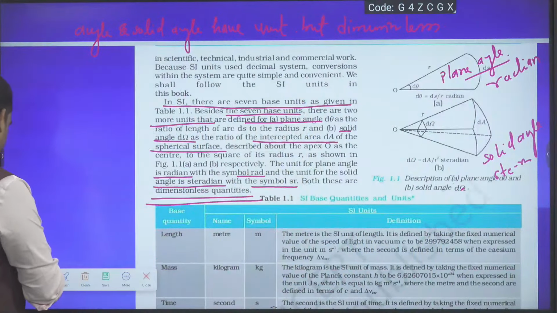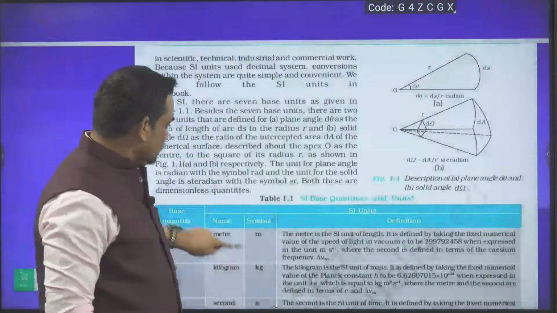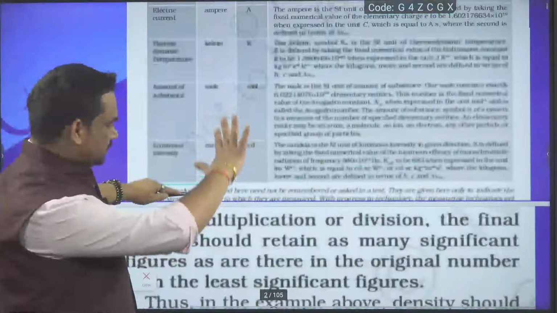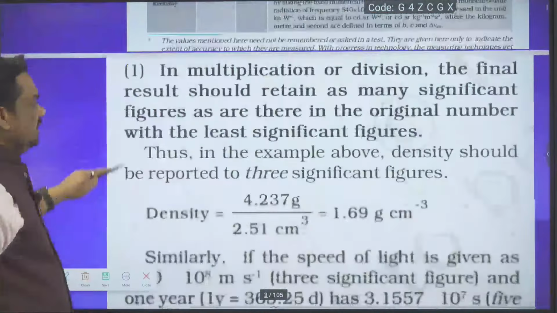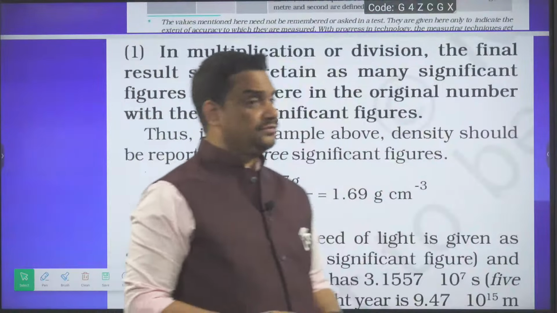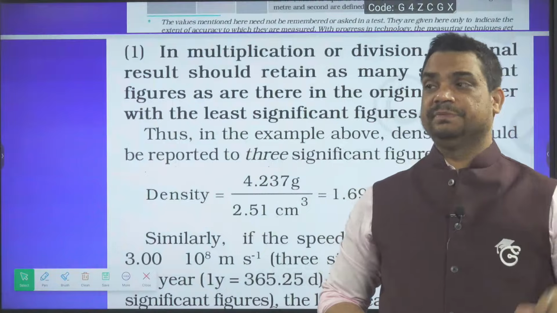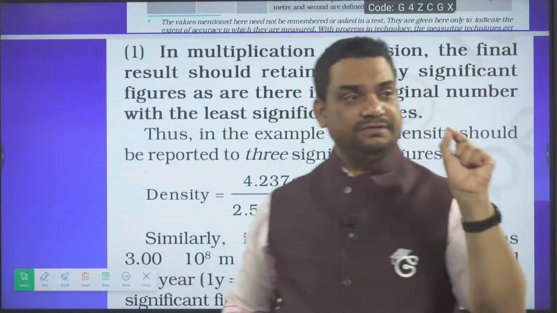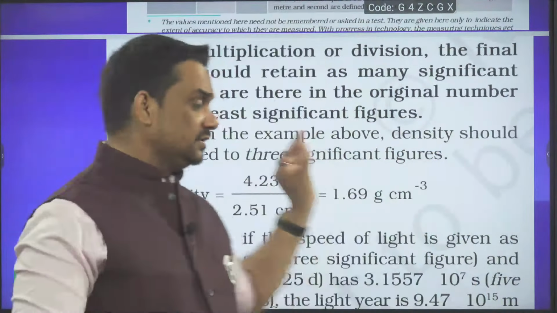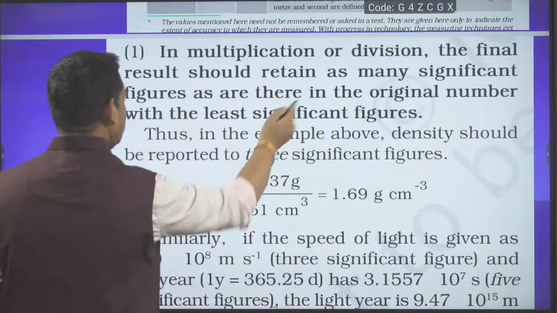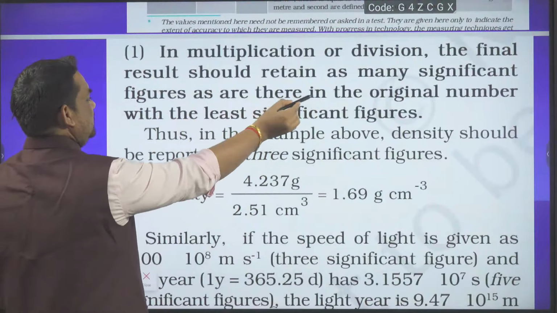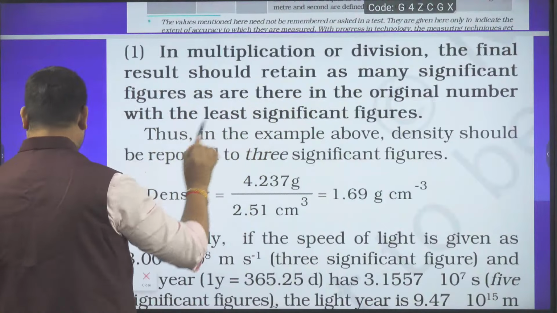Now further, here we just have to remember. Then we come to the significant figure, a very important line from the NCERT. They have given these examples. You need to remember: in multiplication or division, the final result should retain as many significant figures as there are in the original number with the least significant figures.